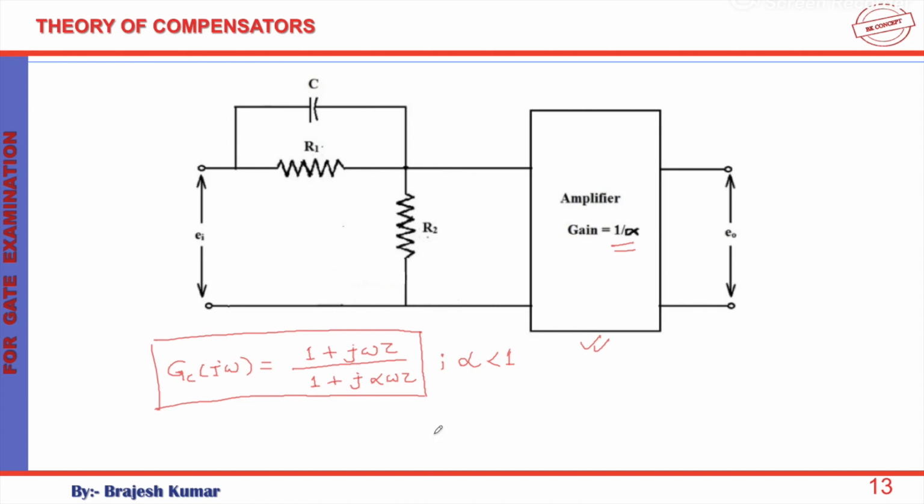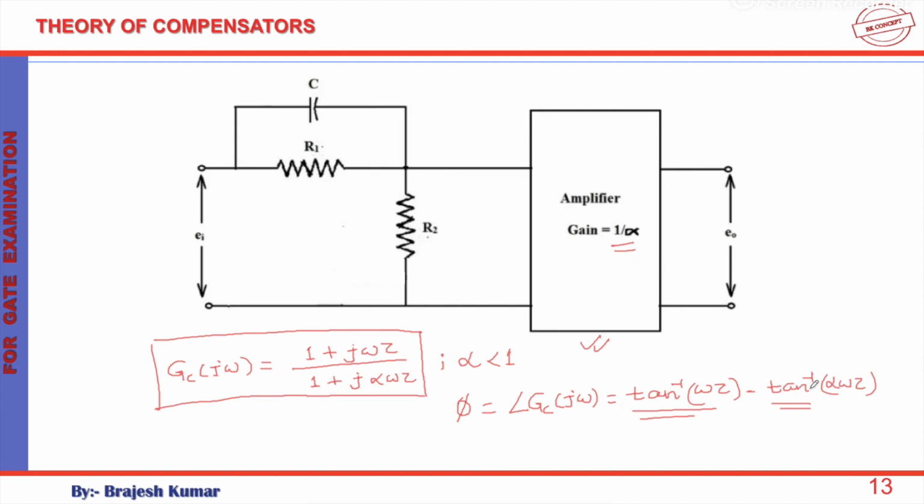Now if you try to calculate the effect of angle, say I'm going to say angle is phi, and phi is given by basically j omega. So what will it be? It will be tan inverse omega tau from the numerator, and the denominator will give a negative angle, tan inverse alpha omega tau. And if this positive term is greater than the negative term, then only we will say that phi is positive.